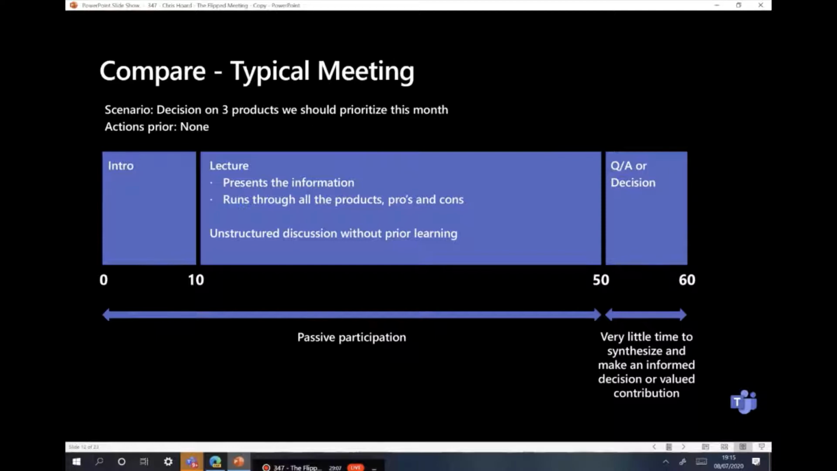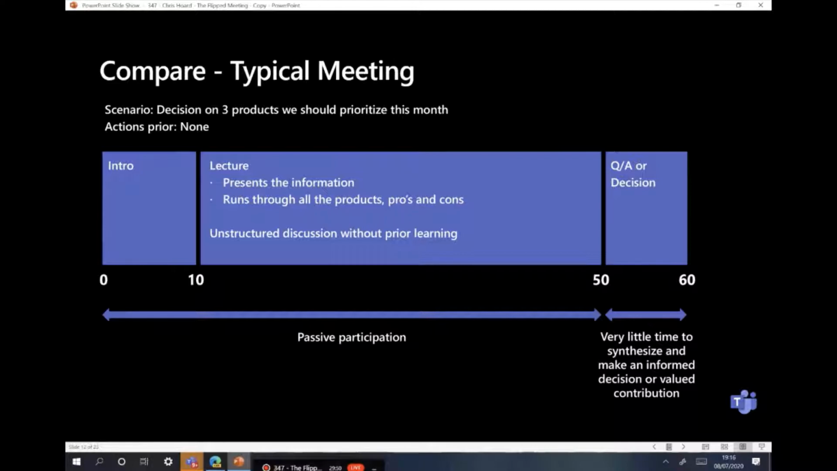You then have a big part of the meeting that is lecture style, presenting the information, running through all the products, the pros and cons, and then you may or may not have some unstructured discussion without any prior learning. A big part of this meeting could be anywhere up to 50 minutes where many users are not actively participating. It's all passive participation. The amount of times I've seen people in meetings on their phones, sitting there with a glazed look on their face because they've literally taken too much information in. They're thinking about what they have to do, and getting resentful because they feel like it's a waste of their day.